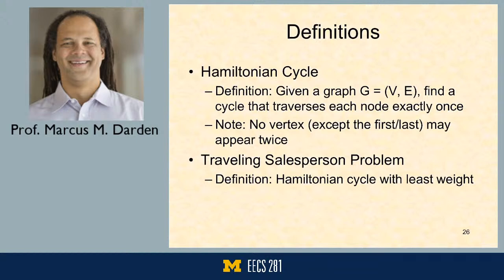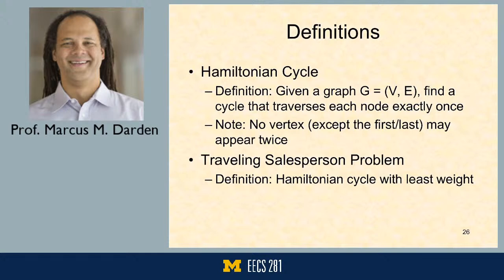All right, so definitions to get this started. We've got the Hamiltonian cycle. Given a graph G, find a cycle, meaning start at one location, return to that location, and make sure that it traverses each node in the graph exactly once, other than the return location. The traveling salesperson problem then is, let's get a Hamiltonian cycle with the least weight.